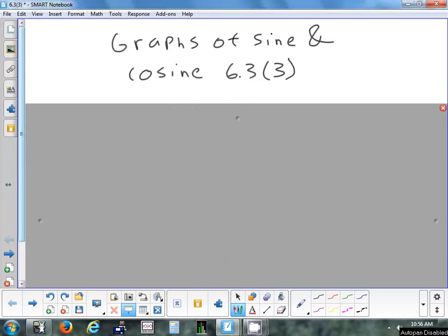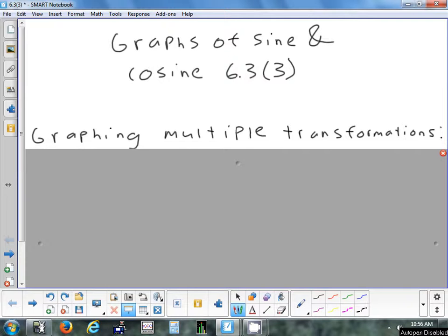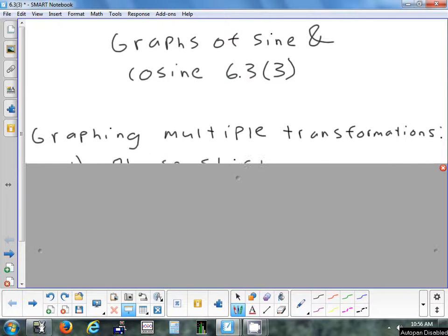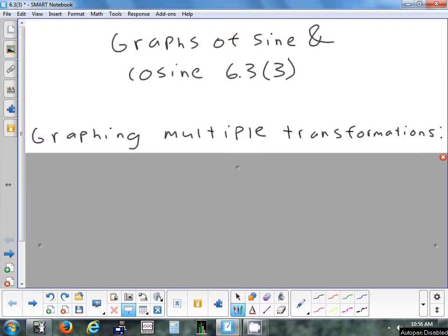All right, so we're going to finish up looking at sine and cosine, and we're going to be looking at graphing multiple transformations. What's very important, something that comes up when you do multiple transformations that doesn't come up when you just do a single transformation? You have to do things in a certain order. It's just like PEMDAS. If you switch the order you do it, it can come out different.